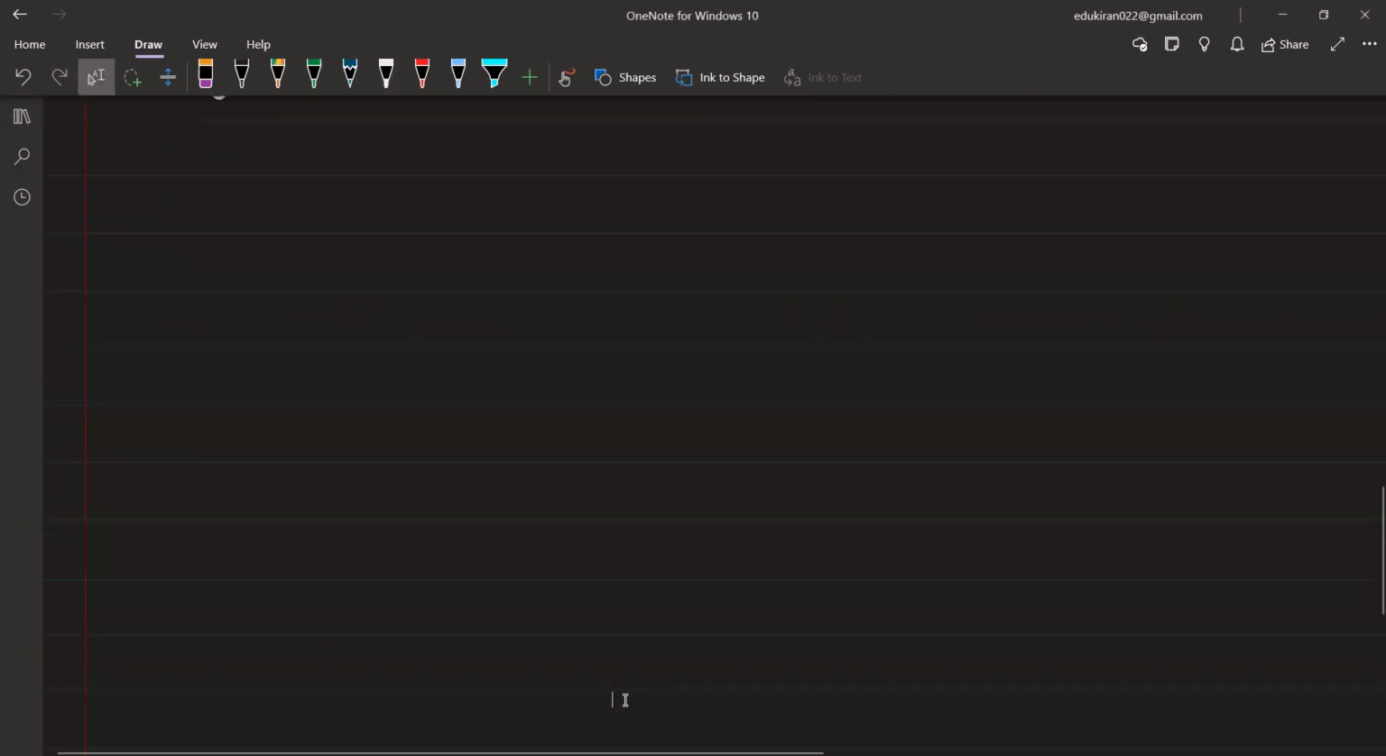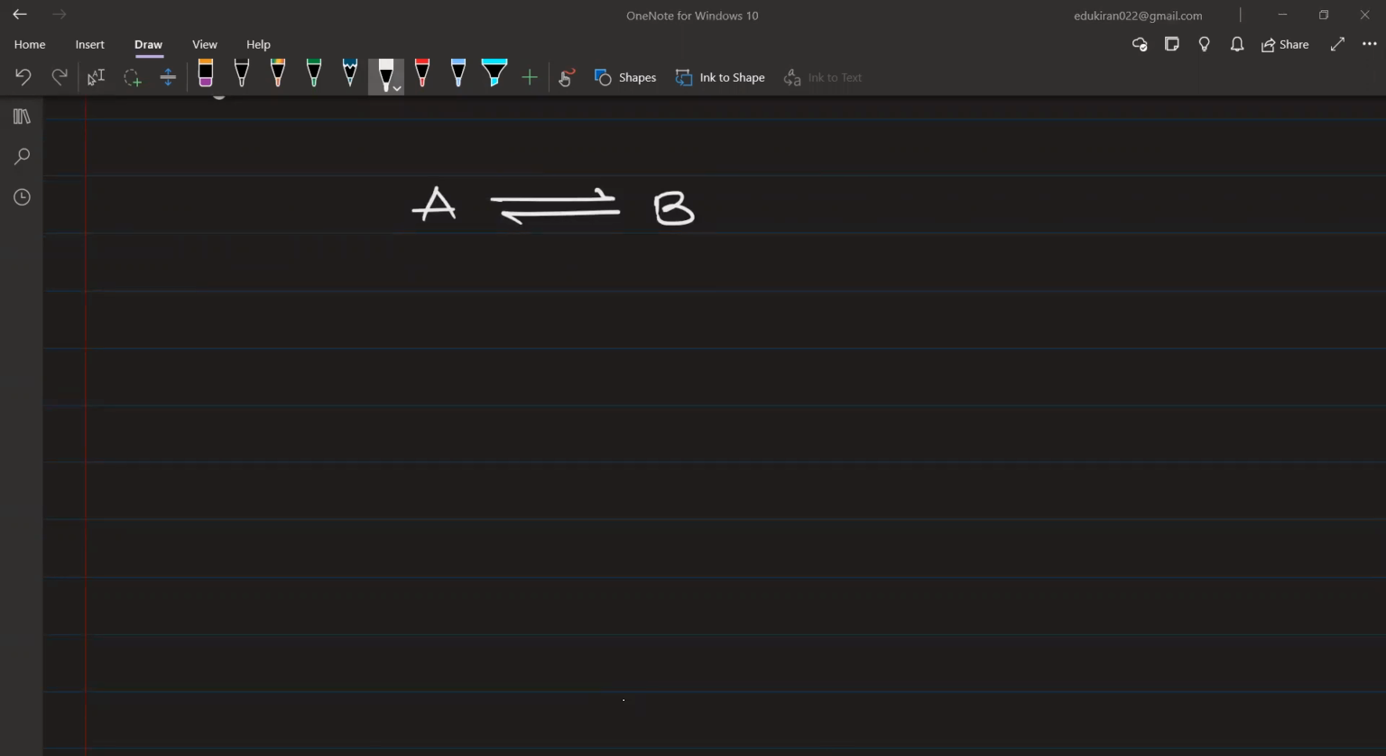Next topic. Let us suppose I have equilibrium between A and B. And I started with some amount of A and I left it there. So A slowly reacted and it formed B, and we have achieved equilibrium. हमने क्या achieve कर लिया? We have already achieved equilibrium right now. यानी कि now the concentration of A and the concentration of B is not changing.